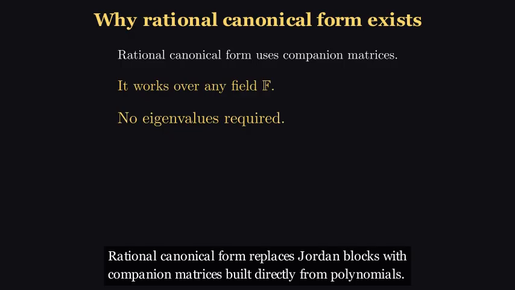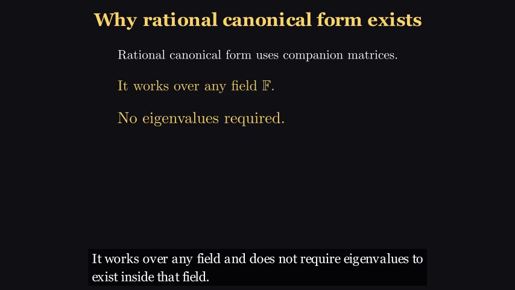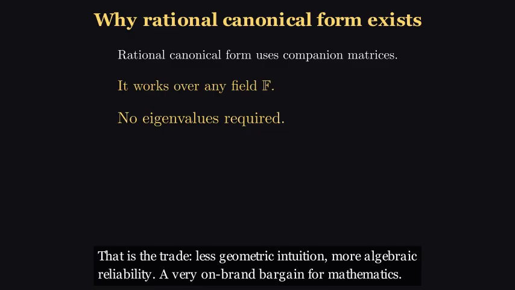Rational canonical form replaces Jordan blocks with companion matrices built directly from polynomials. It works over any field and does not require eigenvalues to exist inside that field. That is the trade. Less geometric intuition. More algebraic reliability. A very on-brand bargain for mathematics.